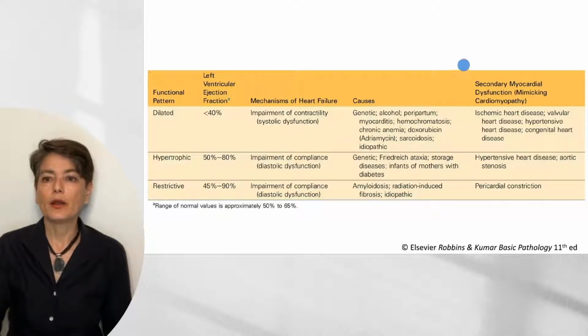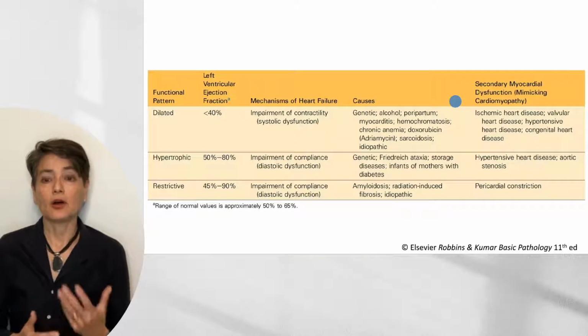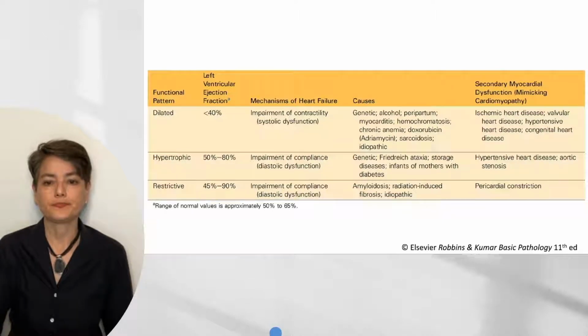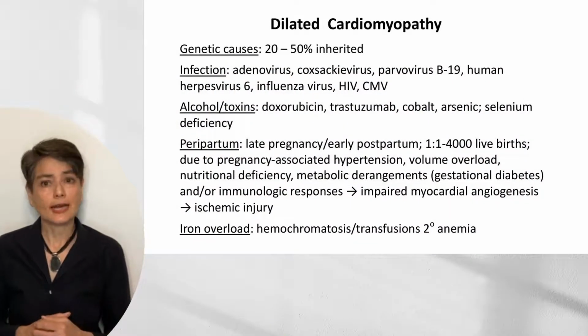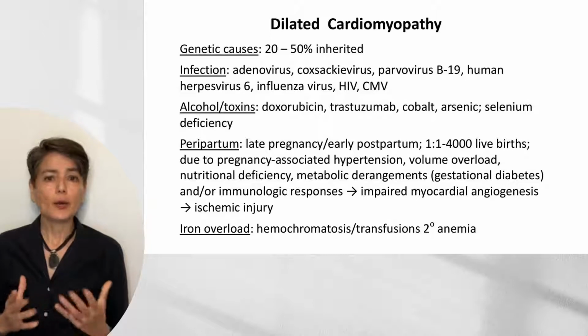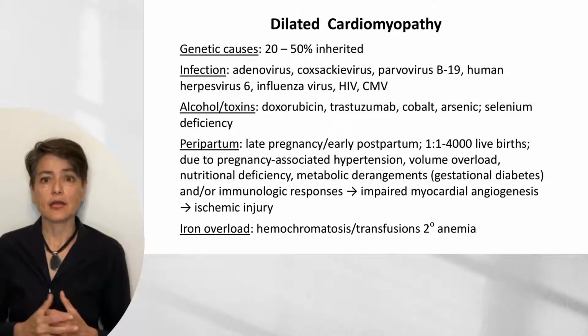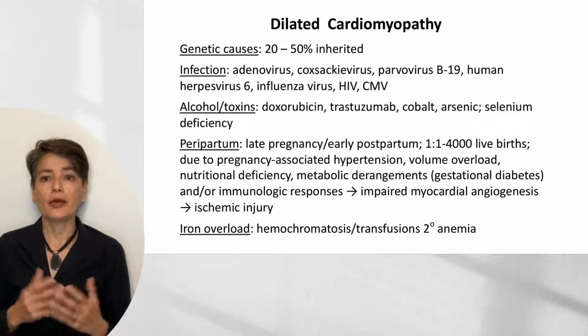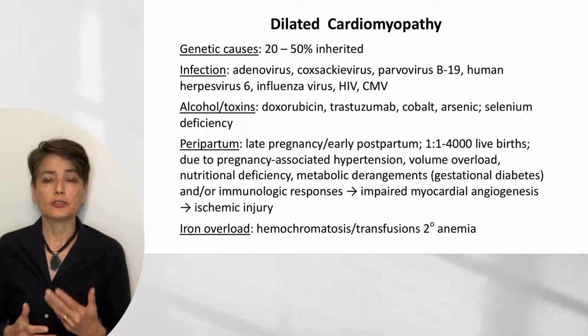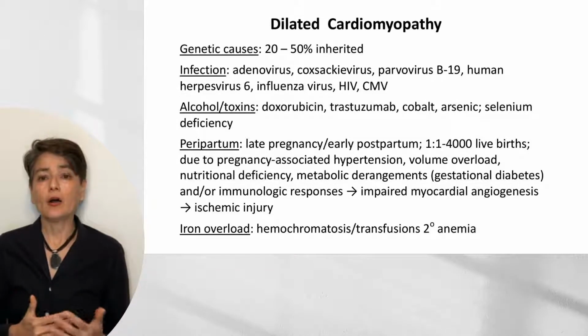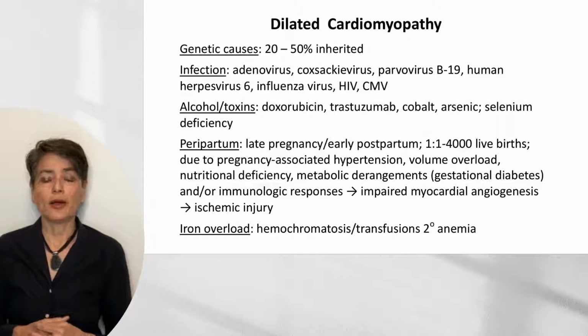It is worth being aware of the secondary causes of myocardial dysfunction that mimic these cardiomyopathies because the cardiomyopathies are a diagnosis of exclusion. So let's look first at dilated cardiomyopathy. About 20 to 50% of them are inherited, and we'll go over the genes and proteins on the next slide. Infection is another cause of dilated cardiomyopathy, and this is a list of some of the viruses that are associated with dilated cardiomyopathy. We also know that alcohol and toxins can cause dilated cardiomyopathy.